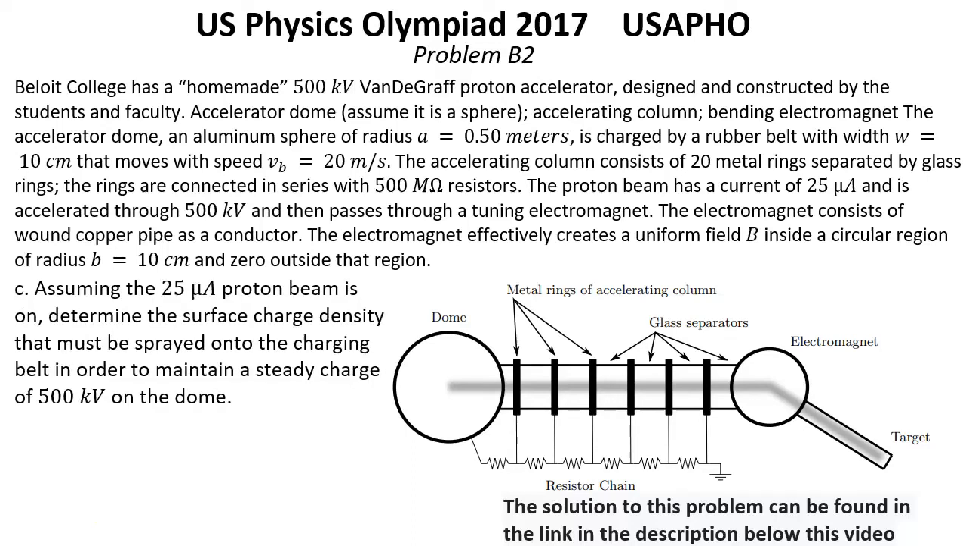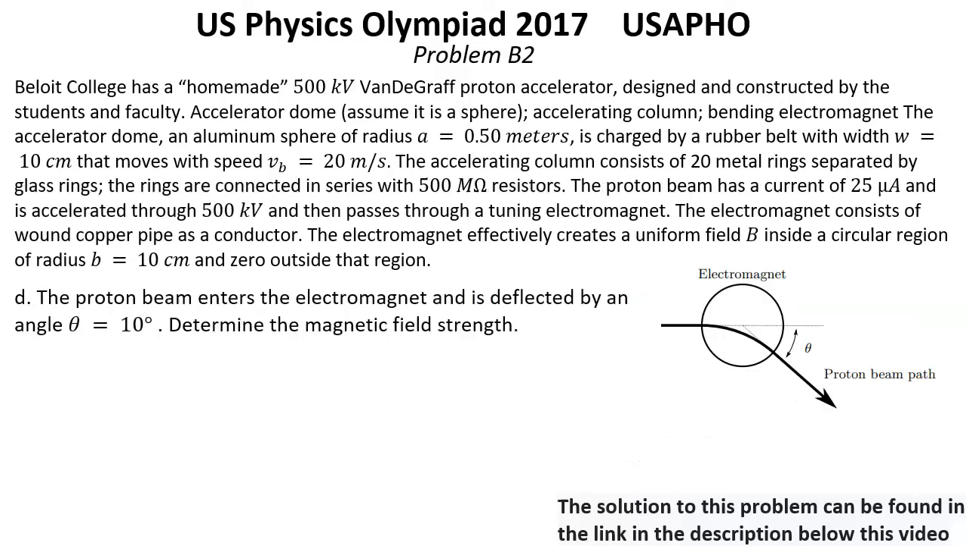Question C. Assuming the 25 microampere proton beam is on, determine the surface charge density that must be spread onto the charging belt in order to maintain a steady charge of 500 kilovolt on the dome. Question D. The proton beam enters the electromagnet and is deflected by an angle theta equal 10 degrees. Determine the magnetic field strength.